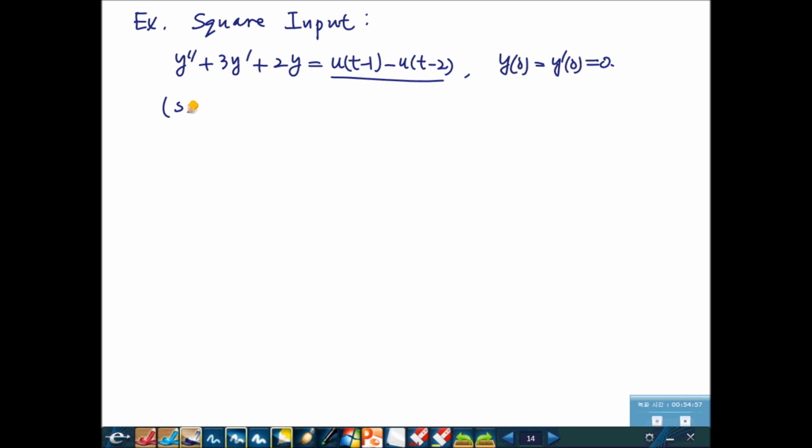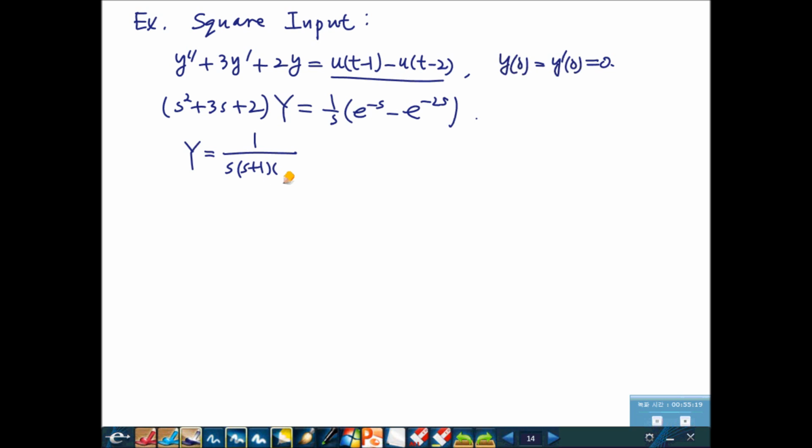All right. So s square plus 3s plus 2 times y is 1 over s times e to the minus s minus e to the minus 2s. Okay, so y is 1 over s times s plus 1 times s plus 2 times e to the minus s minus e to the minus 2s. Okay? And we define this term to be f of s. So it is multiplying exponential function to the f of s, right? Then it is what? Shifting in time domain. Okay? We are using shifting right away.